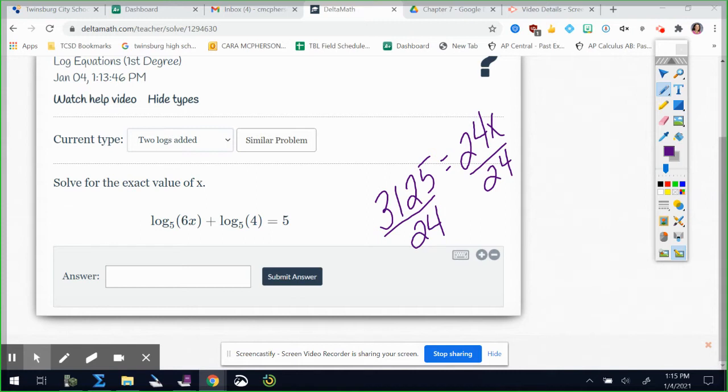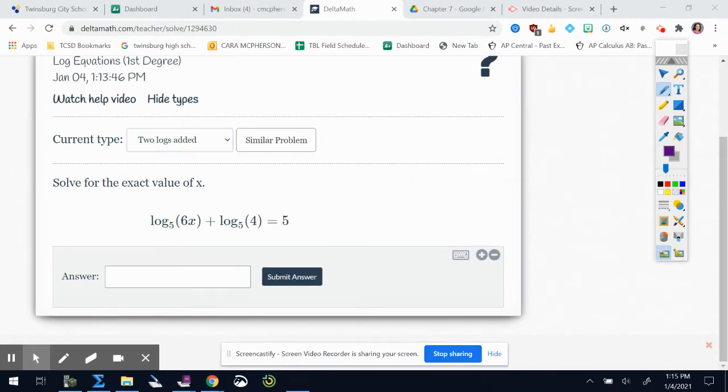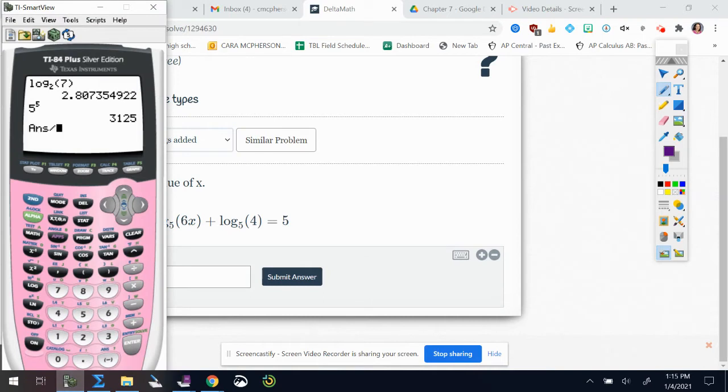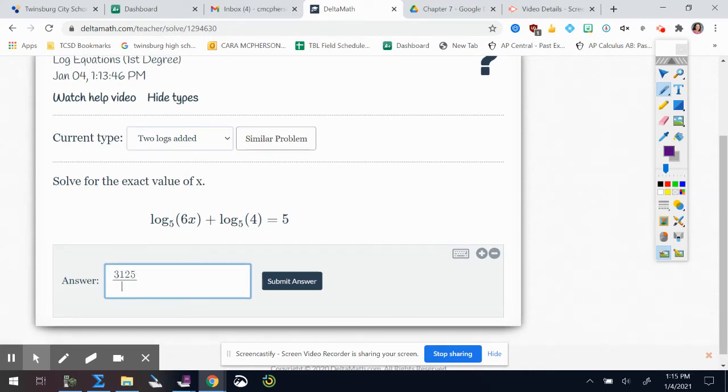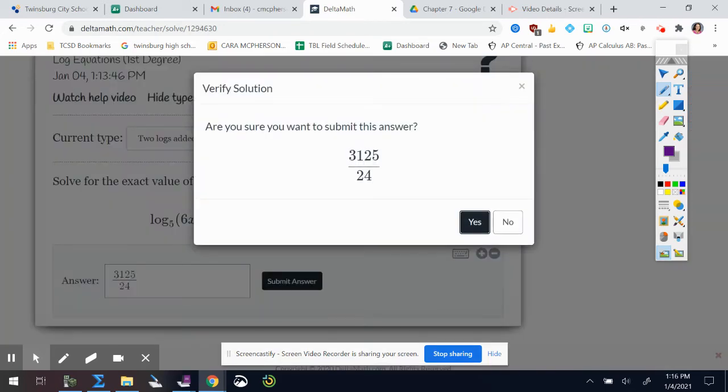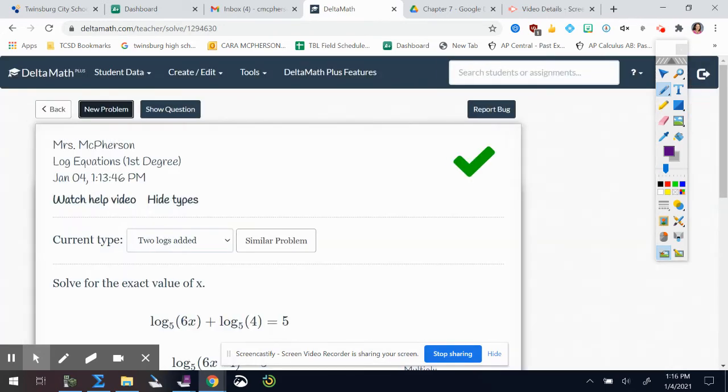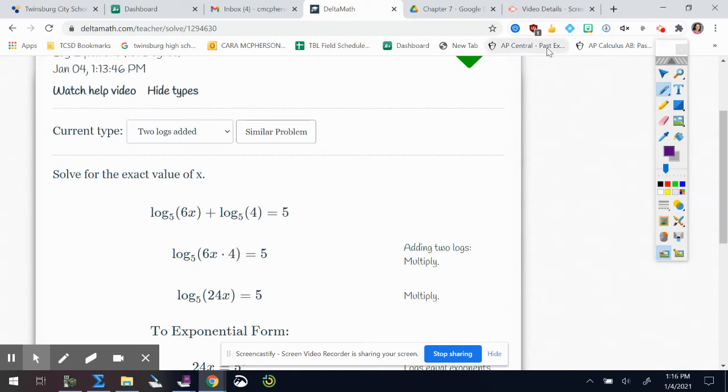It does want the exact answer, so we're not going to round to a decimal. So again, I'm going to go to my calculator. So 3,125 divided by 24. I'm going to go to math, and I'm going to make it a fraction. Oh, it doesn't reduce. It's 3,125 divided by 24. So 3,125 divided by 24, and submit my answer.